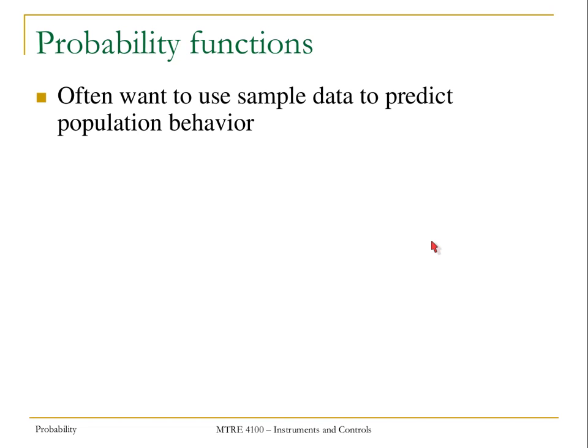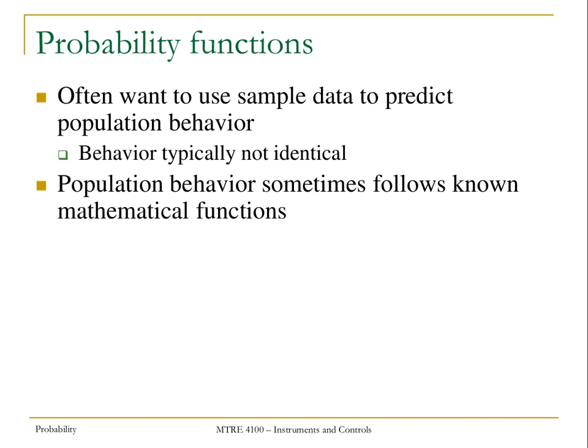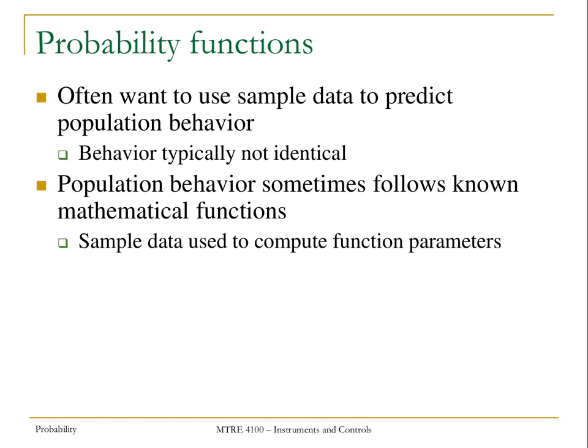Now we often want to use our sample data to predict population behavior. And typically the behavior is not identical. So typically our sample is not going to behave exactly like the population, meaning it won't have the same central tendency, it won't have the same dispersion. In a lot of situations, the population behavior follows a known mathematical function to a given degree. And what we use our sample data for is to compute the parameters of those functions.